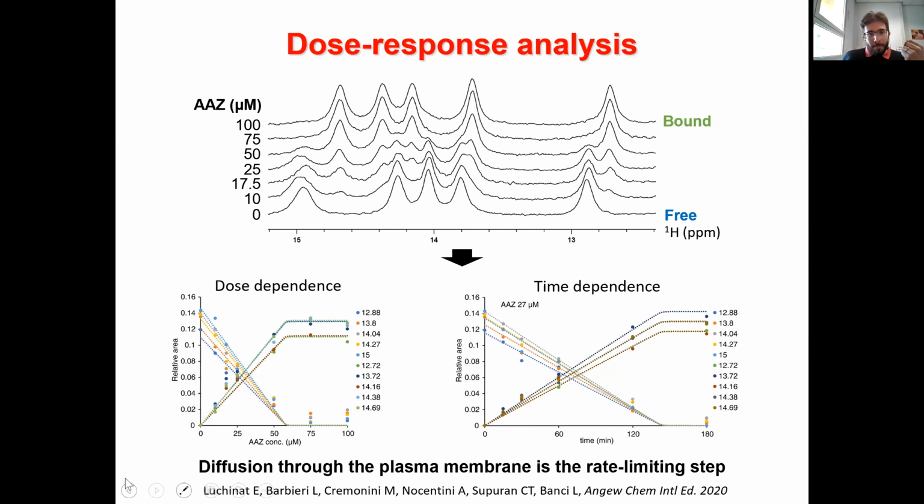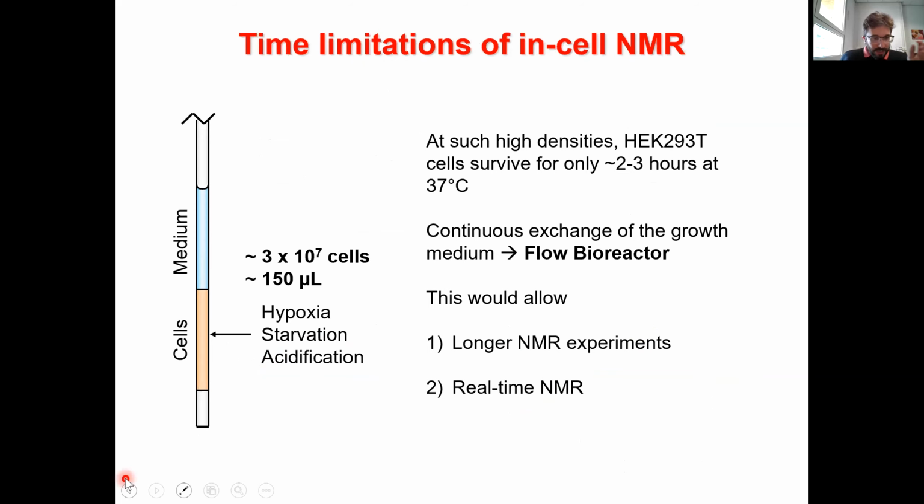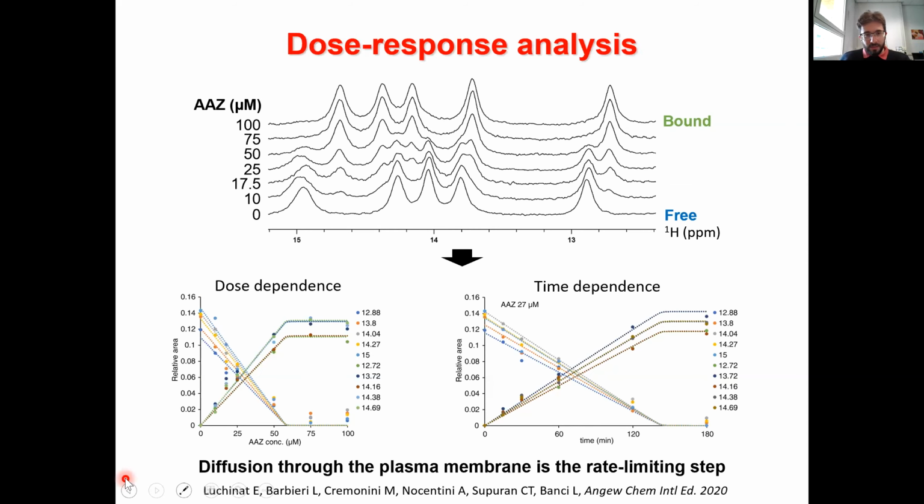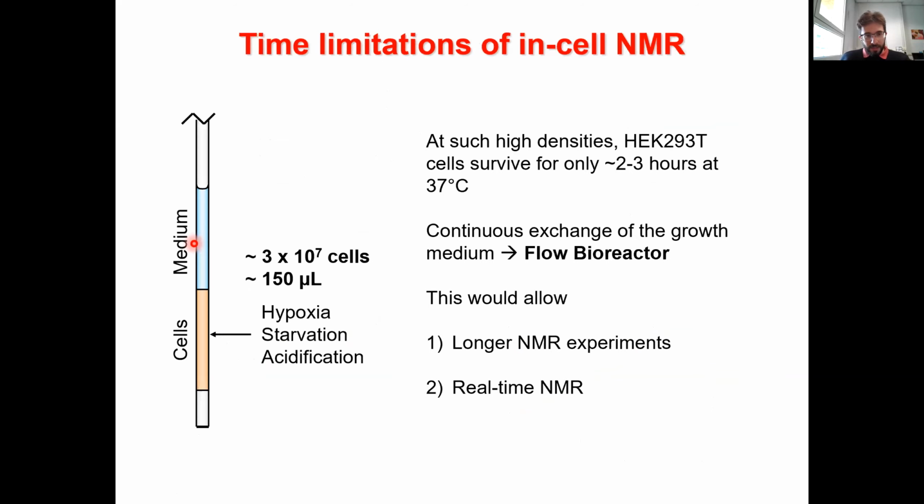So what is really useful at this point is a way to overcome the time limitation of in-cell NMR experiments. For these experiments I showed you, each time we prepared a sample, we made a cell pellet in a 3mm Shigemi tube, and this is the highest possible cell density you can get in an NMR tube. But it also means that in a few hours the cells will start dying because of hypoxia and starvation, and they will acidify the medium.